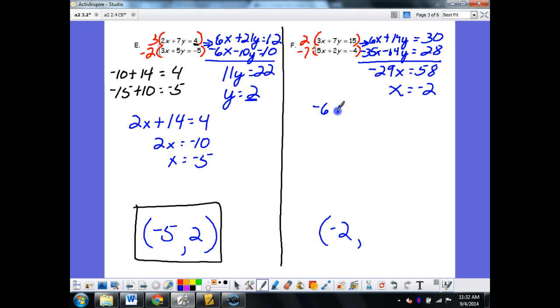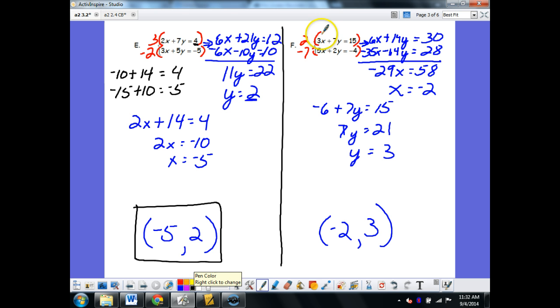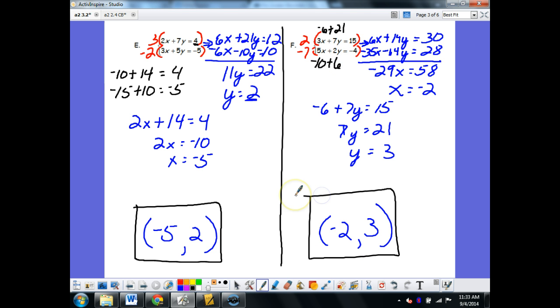3 times negative 2 is negative 6. Plus 7y is equal to 15. Add the 6, so 7y is equal to 21. So y is 3. And again, a quick check. Negative 6 plus 21 is in fact 15. Negative 10 plus 6 is in fact negative 4. That is a solution to both, therefore it is a solution to the system.